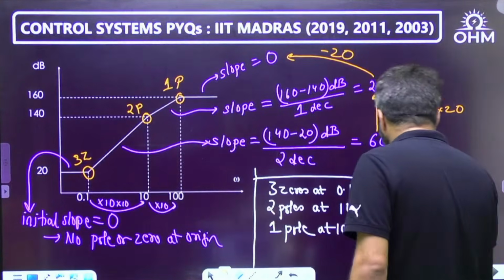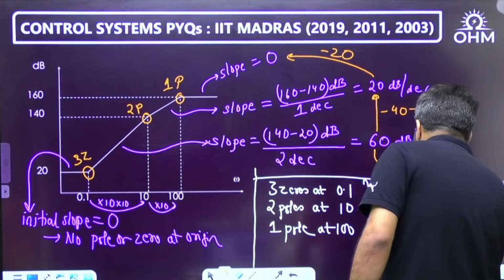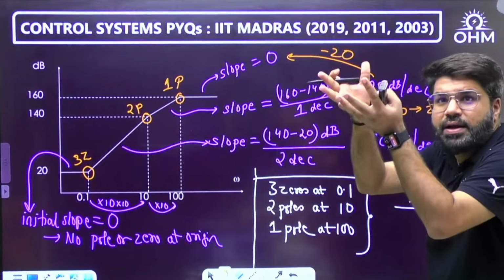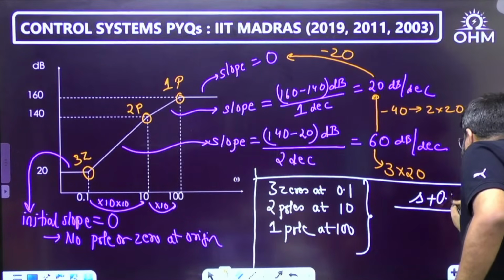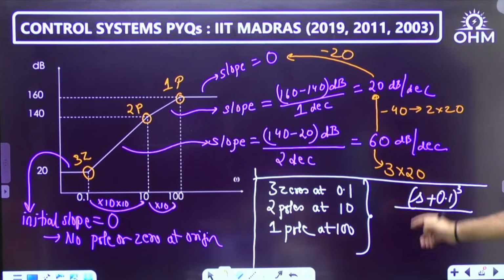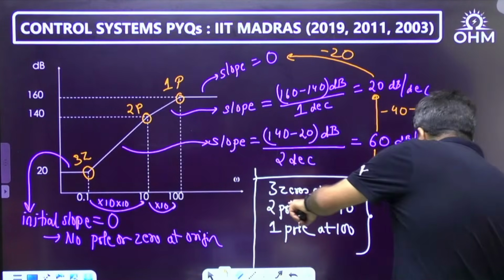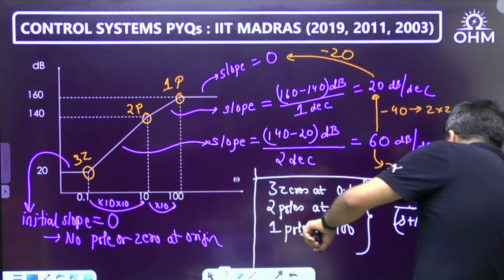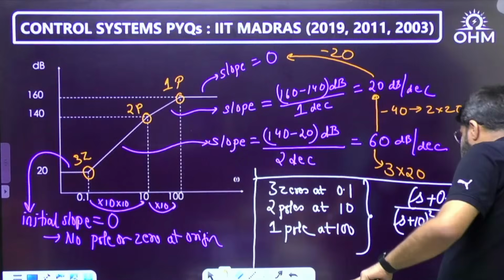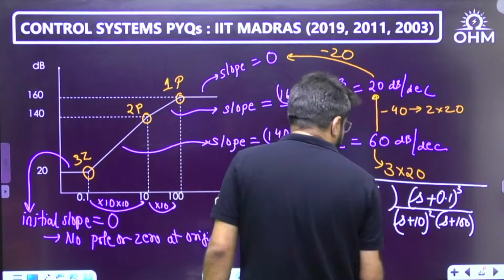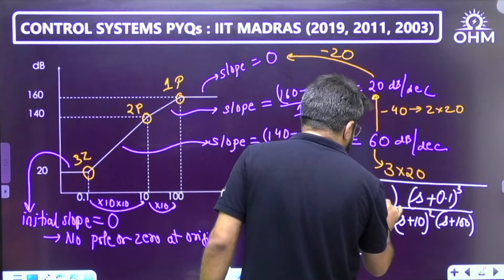What is the transfer function idea I have? The transfer function should contain s plus, now this is a zero, so it will be written in the numerator, 0.1, and because there are 3 zeros, the same factor 3 times, so cube. Then 2 poles at 10, s plus 10 square. Then there is a single pole at 100. Pole term means denominator, so s plus 100, into some constant gain factor.